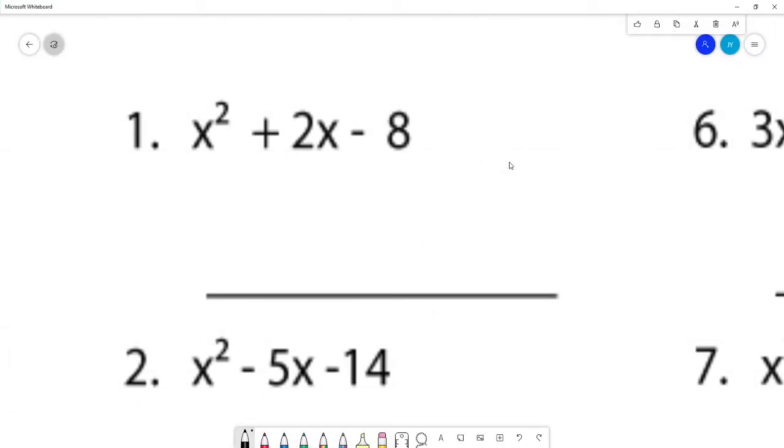x squared plus 2x minus 8. So here, we're using the same concept of rules, but we're just going to split the middle here. We have to find two factors that multiply to -8 and add up to 2. Off the top of your head, you've got to use your mental math here. Just think of it in your head. We can use 4 and -2. Let's test those factors.